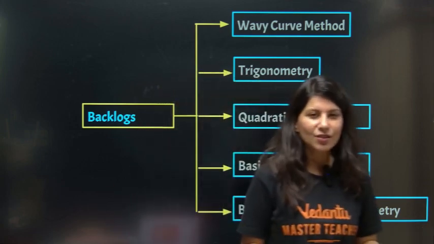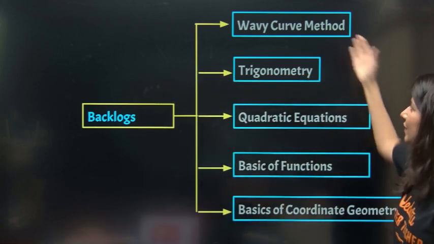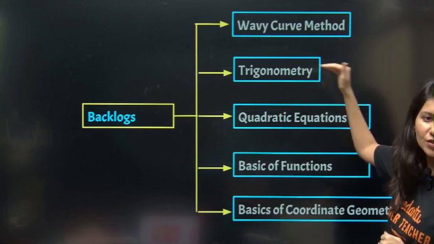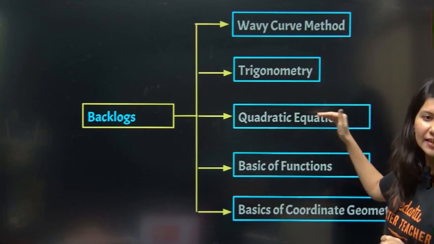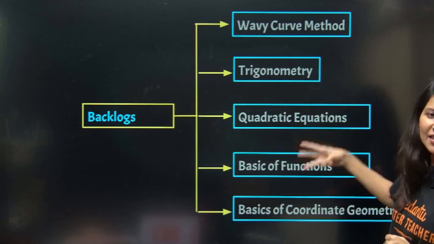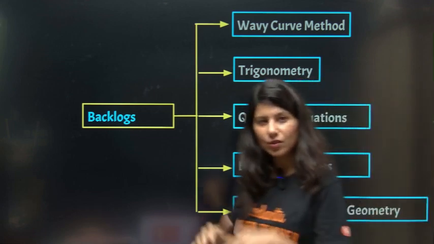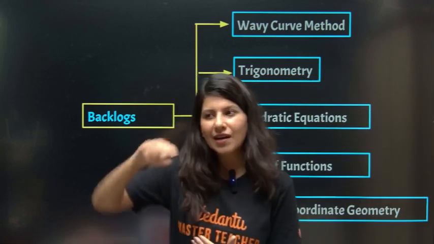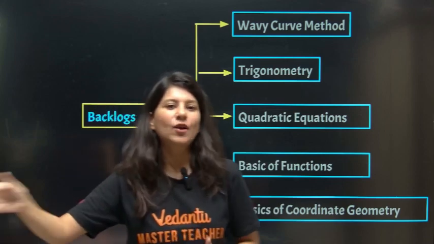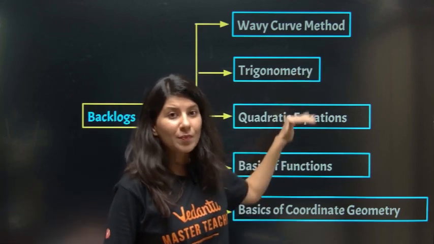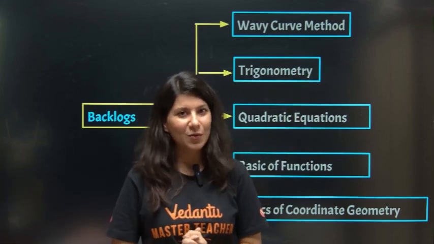So just in case you feel that, ma'am, my wavy curve is strong, I need to focus on trigonometry, quadratic and functions, these 3 I want to focus on, then you can skip that part and jump directly onto your preferred backlog chapters, okay?